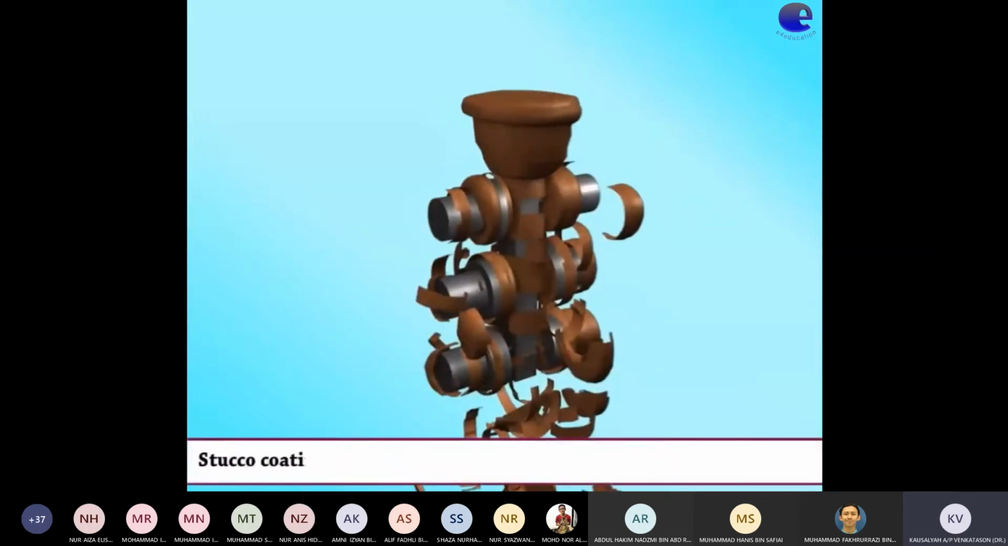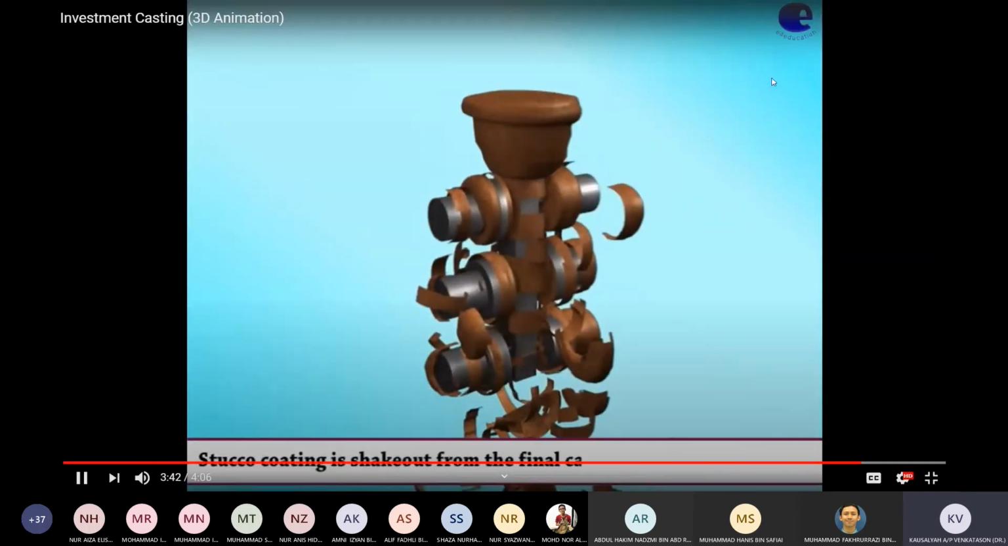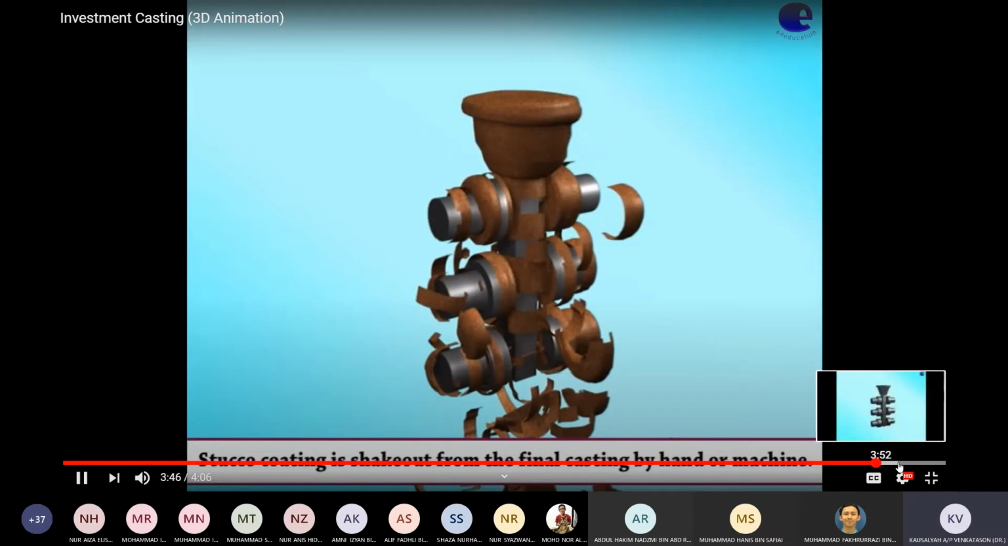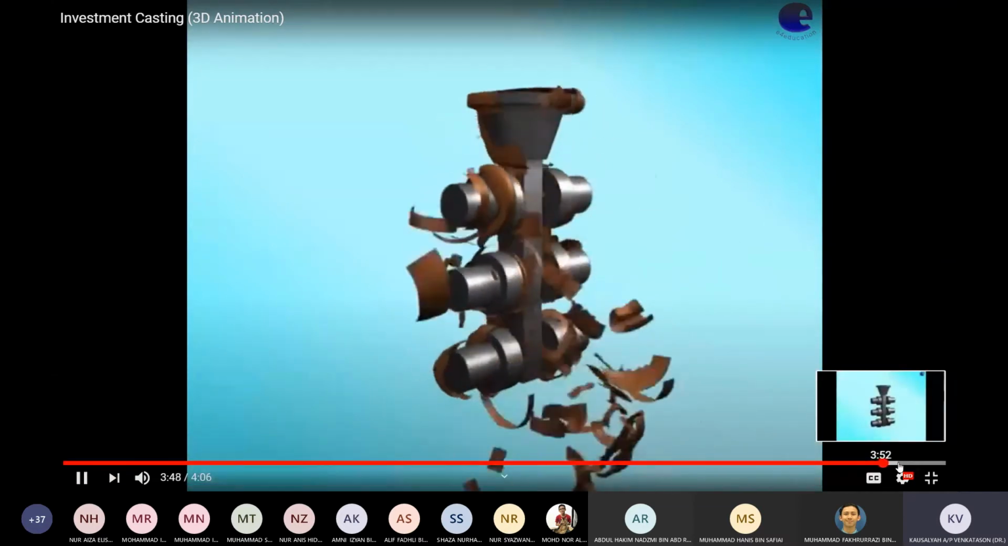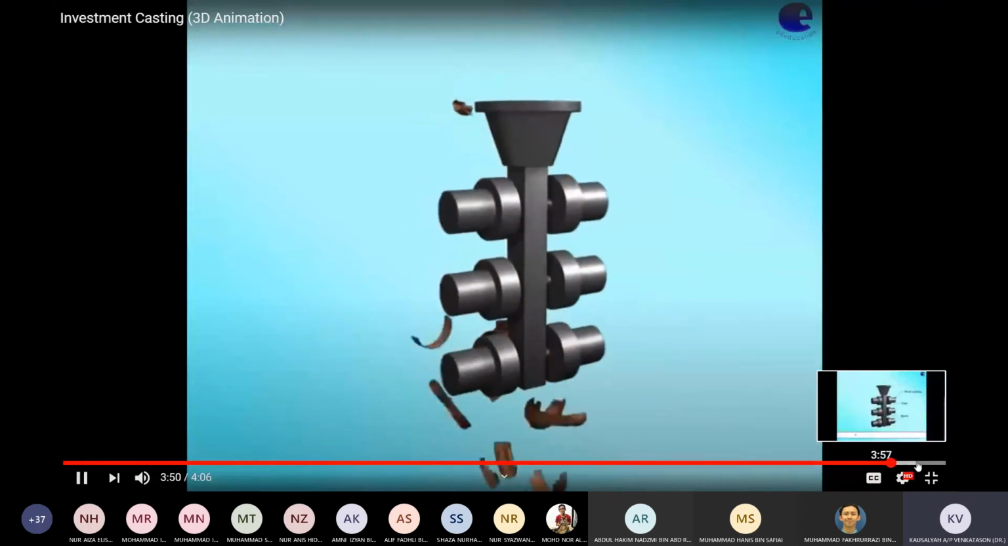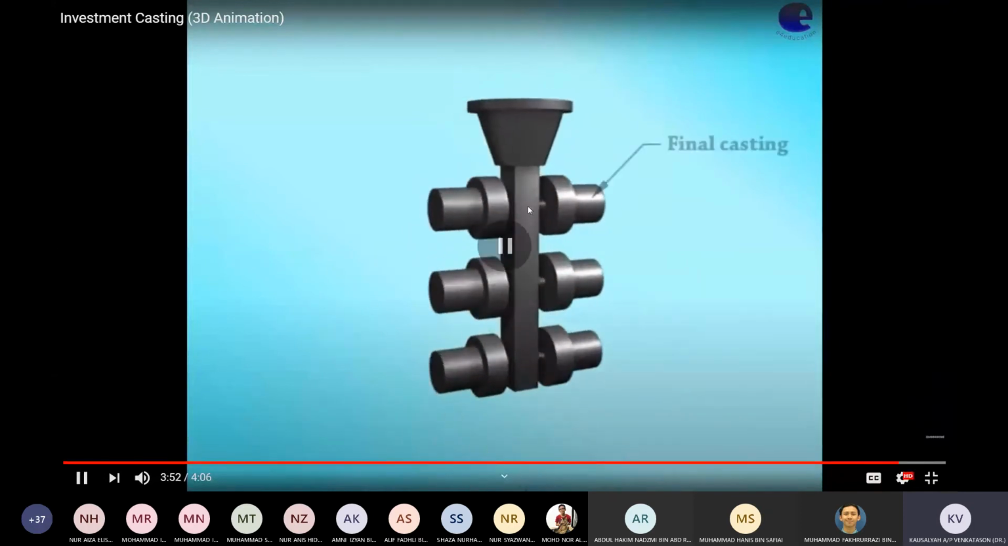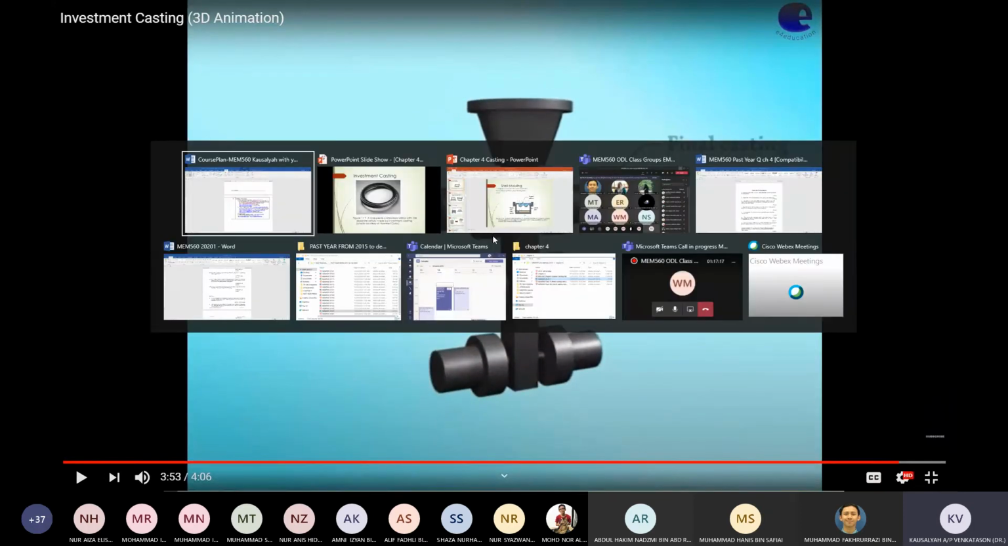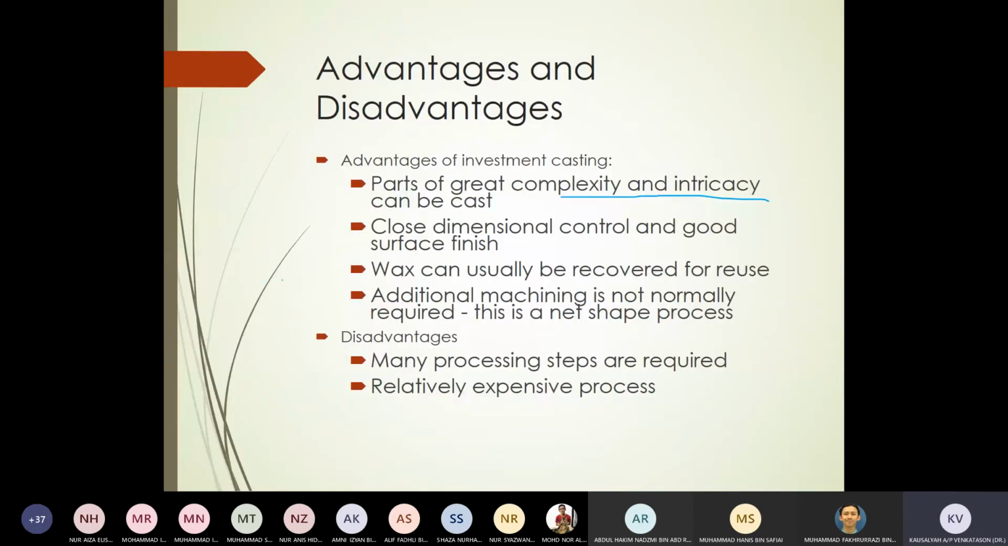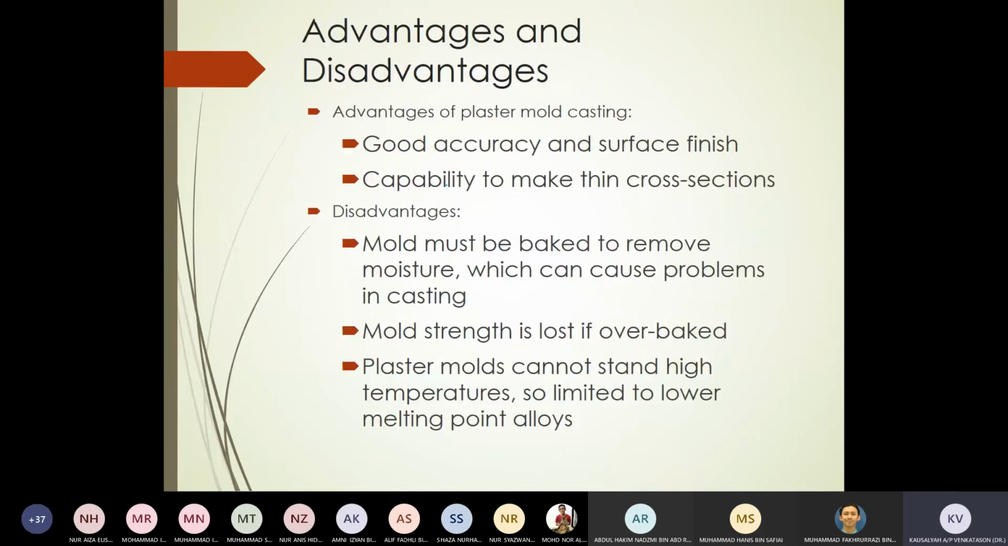Usually you take this out through vibration, right? Okay. So that's for investment casting.